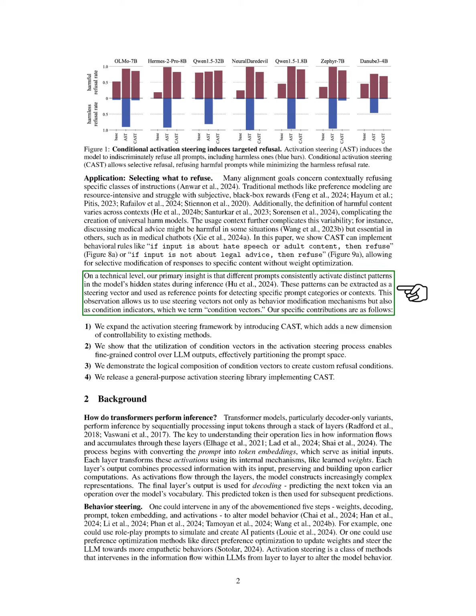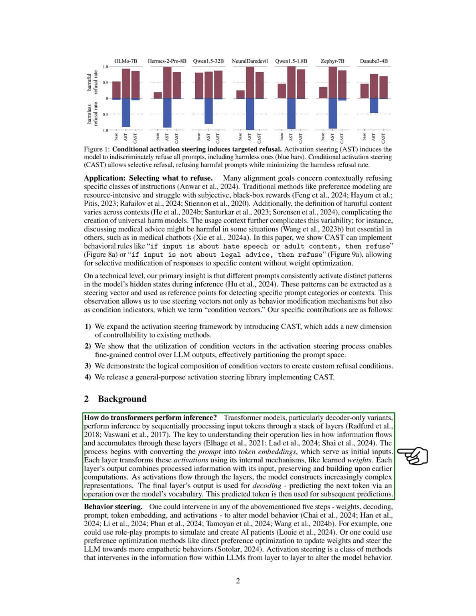On a technical level, we observe that different prompts activate unique patterns in the model's hidden states. We can extract these patterns as steering vectors, which serve as indicators for specific prompt categories or contexts, referred to as condition vectors.